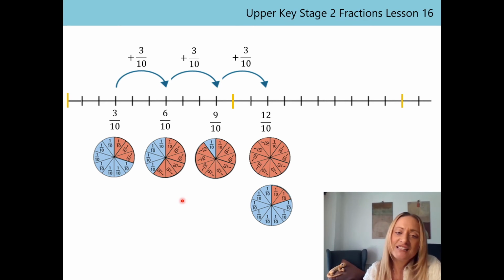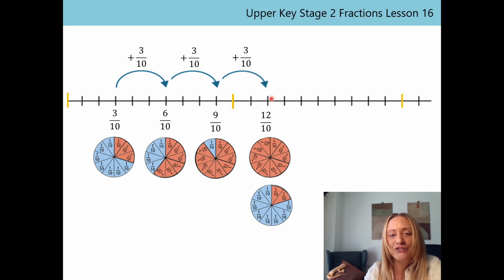So the whole has been divided into 10 equal parts. 10 of those parts makes 1 whole. 2 more tenths gives us 1 whole and 2 tenths. And if I were to write it as 1 and 2 tenths, how would I be expressing it now? I'd be expressing it as a mixed number.